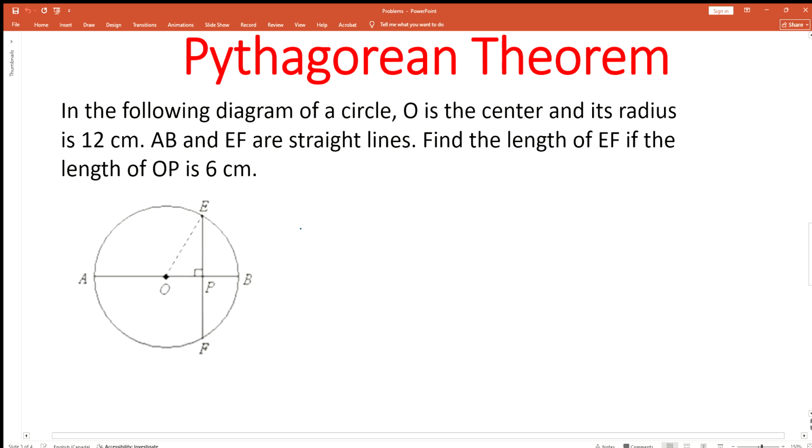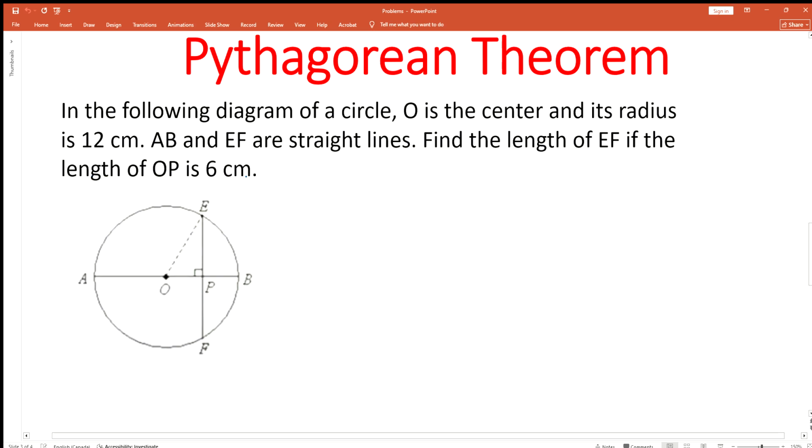In this video, we'll solve this problem using Pythagorean theorem. As per the problem, in the following diagram of a circle, O is the center and its radius is 12 centimeters. AB and EF are straight lines. Find the length of EF if the length of OP is 6 centimeters.